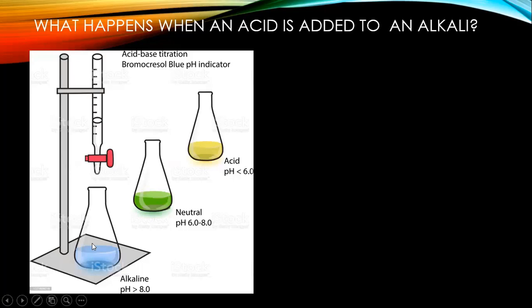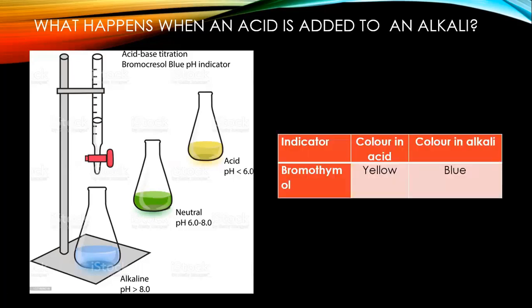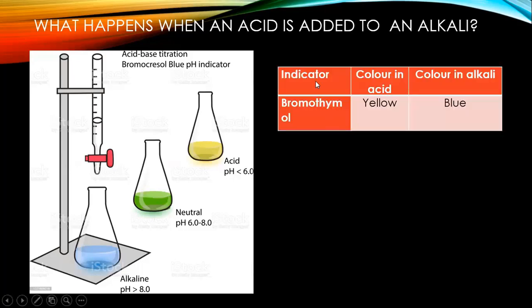Now, remember, we learned about indicators, and we said an indicator is simply a chemical substance which changes color in an acid or in a base. The indicator that we are using here is what we call bromothymol blue, also known as bromocresol blue. It shows a yellow color in an acid and a blue color in an alkali.